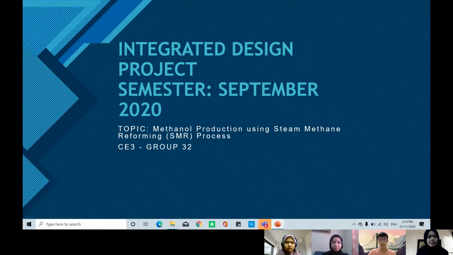We are from CE3-G32. In this September 2020 semester, our topic for integrated design project is methanol production using the steam methane reforming (SMR) process.